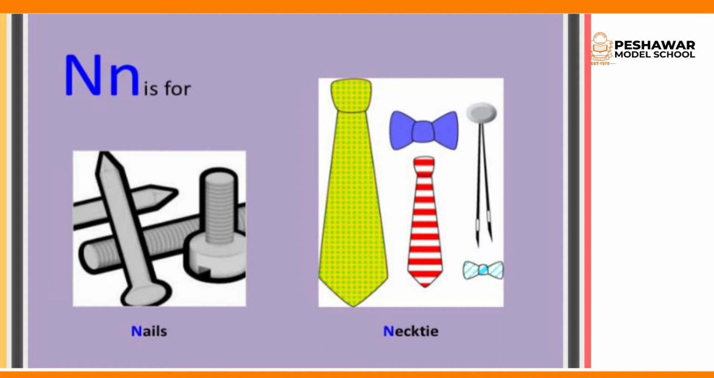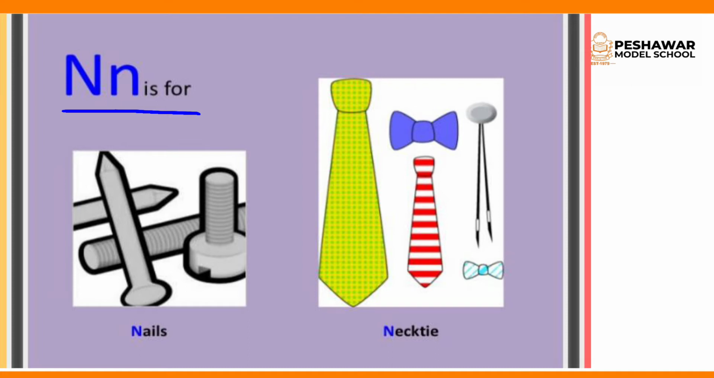Now let's discuss. First we will discuss the sound of N. This is capital N and small n. What is the sound of N? The sound of N is N. Now we will discuss the sound of N from different words.